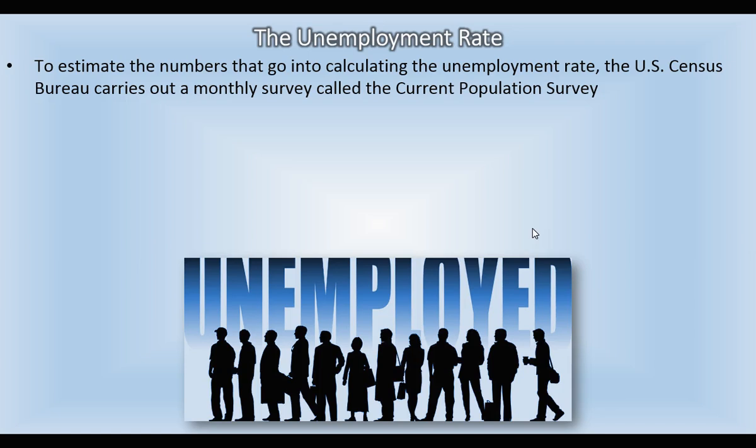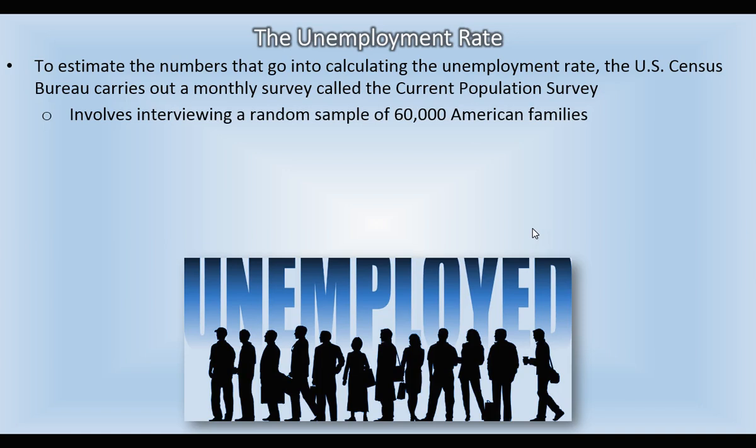So to estimate the numbers that go into calculating the unemployment rate, the U.S. Census Bureau carries out a monthly survey called the Current Population Survey. It involves interviewing a random sample of 60,000 American families. I believe that the families are rotated, so they'll have a certain amount of families over a certain period of time, and after a few cycles, they'll drop them out and they'll bring in new families.